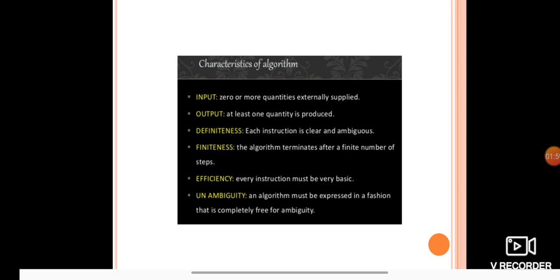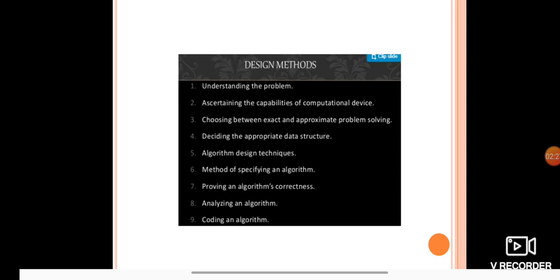Next is finiteness, the algorithm terminates after a finite number of steps. Next is effectiveness, every instruction must be very basic. And last is unambiguity, an algorithm must be expressed in a fashion that is completely free of ambiguity.